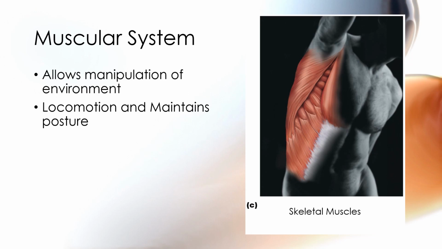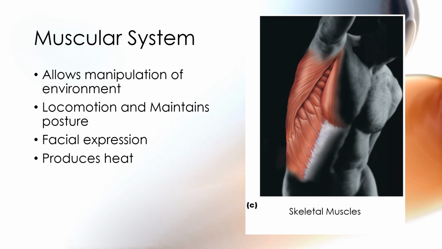Now we're going to talk about the muscular system. We said that muscles attach to bones, right? So this allows for movement, for manipulation of the environment. We're able to move our bones and our body. So we can maintain posture, locomotion, we can move. These are very important things that the muscular system does, right? Kind of the obvious function.